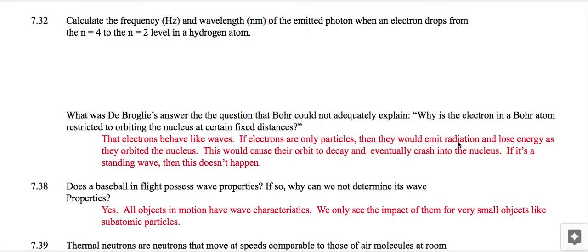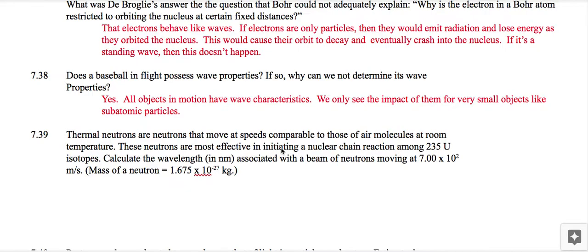And since this doesn't happen, we said, well, if it's a standing wave, and a standing wave is a special kind of wave that will not cancel itself out, as long as it has a fixed orbit equal to the circumference of the energy shell, it will not cancel itself out as it goes around the nucleus. So that's an important piece there, and why we can show that the electrons are like waves. So there you go.